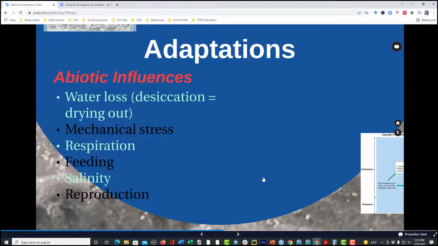Adaptations are important for these organisms, and there are quite a few abiotic influences that are going to result in these highly adapted structures for these organisms. So water loss, or desiccation, which refers to drying out, is a big thing to be concerned about in a habitat where you're underwater half the time and then out of the water for half the time. Also, mechanical stress. There's going to be wave action hitting those organisms.